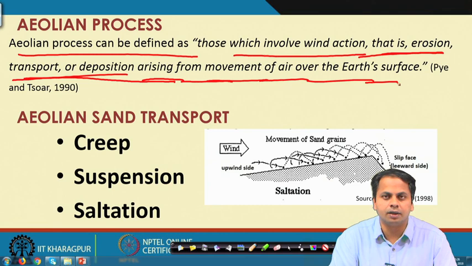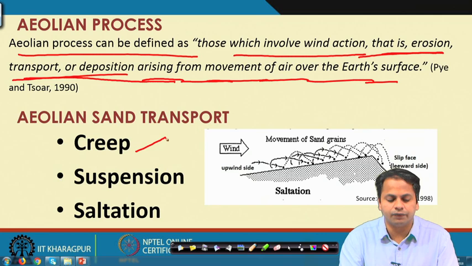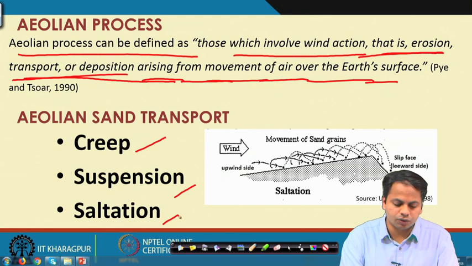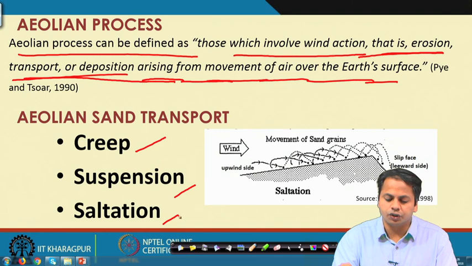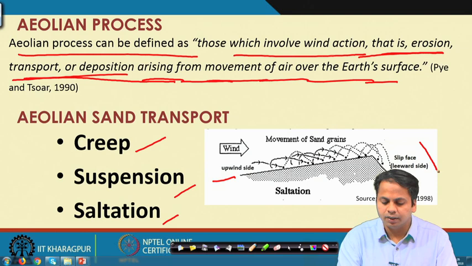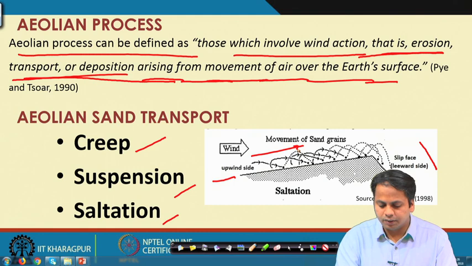We have seen the different mechanisms by which sand grains are transported from one place to another. The movement can be by creep, rolling over the surface; by suspension, with finer particles suspended in the air; and by saltation, the jumping and bouncing motion of the sand. This figure represents the movement of sand grains. This is the upwind side, also known as the windward side, and this is the slip face or leeward side. Sand is being transported from here to there. This will be seen in the next slides.